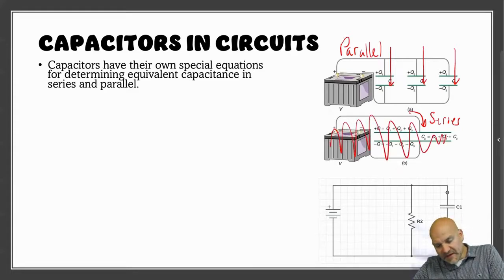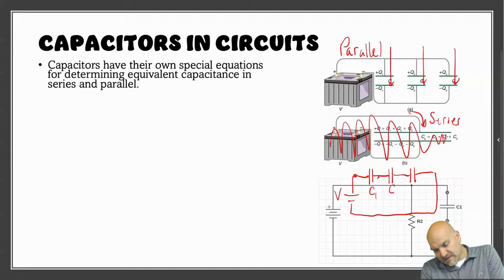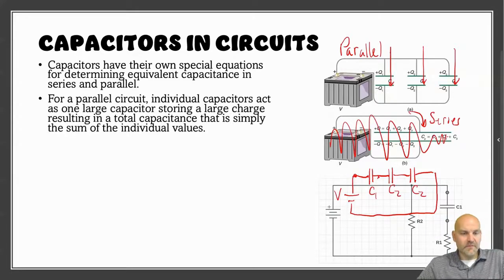Capacitors in series would look much like resistors in series, something along the lines of this. They're connected to a voltage source. I know I'm kind of drawing into that diagram below. So I have a voltage source, and I have C1, C2, C3. For a parallel circuit, individual capacitors act as one large capacitor storing a large charge, resulting in a total capacitance that is simply the sum of the individual values.